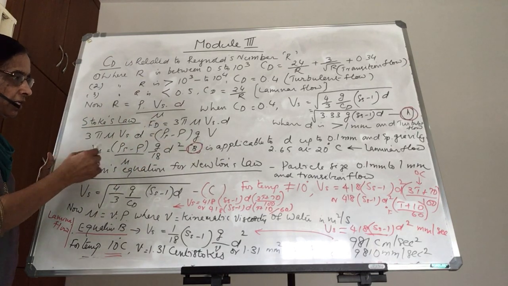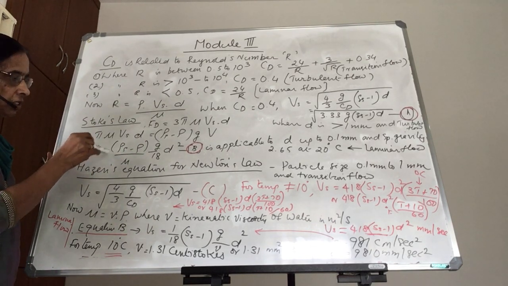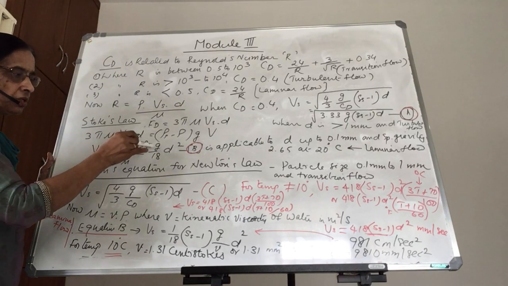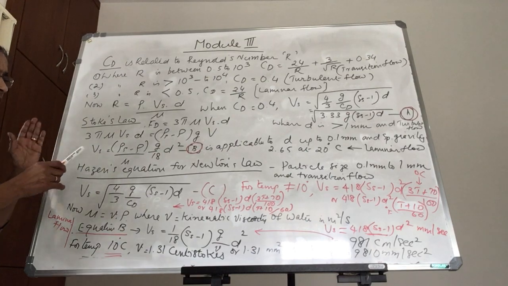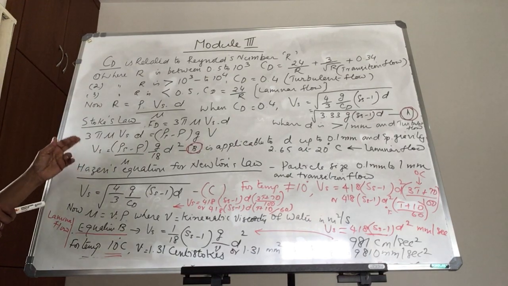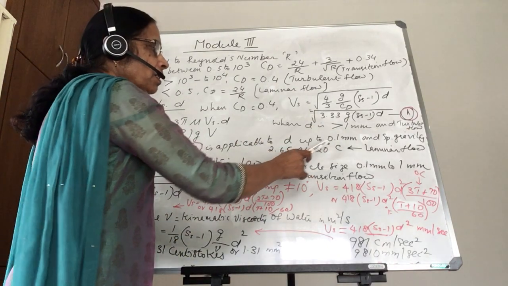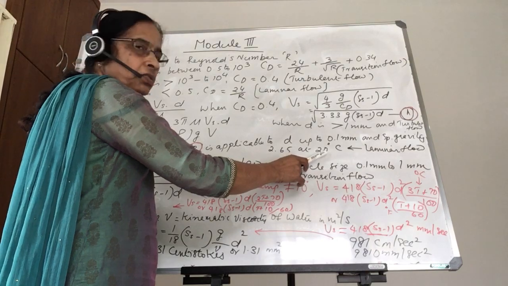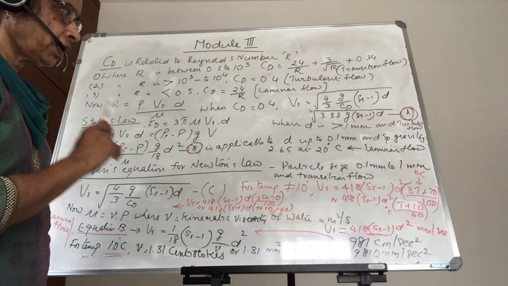When we equate that and simplify the equation, you will get Vs equals rho s minus rho divided by mu into G by 18 into D square. This equation of settling velocity Vs is given for particle size up to 0.1 mm and specific gravity 2.65, and the temperature of the water is 20 degrees centigrade. Again, this is applicable to laminar flow condition.